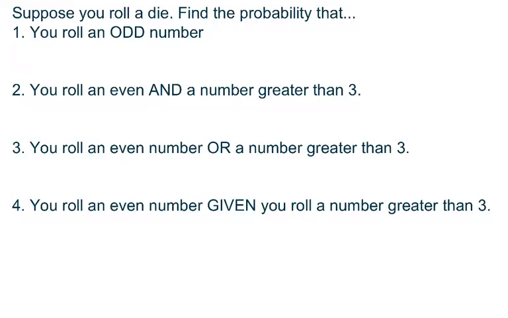A common situation that you'll run into is rolling a die. We can ask all kinds of questions. The first one says find the probability that you roll an odd number. I could just do something like probability of odd, and here I have to actually think about a die. There are 6 different chances and 3 of them are odd, 1, 3, and 5. So this is 3 out of 6.